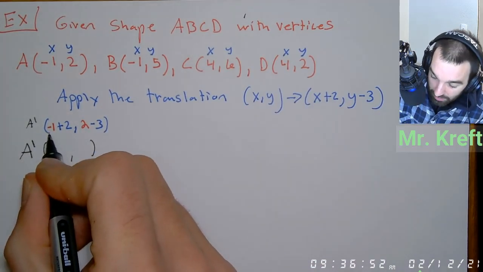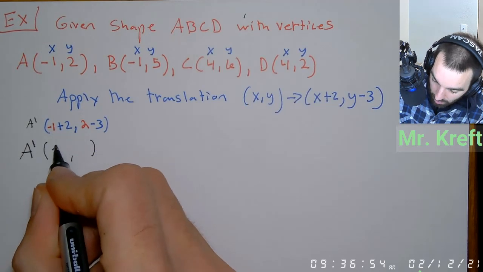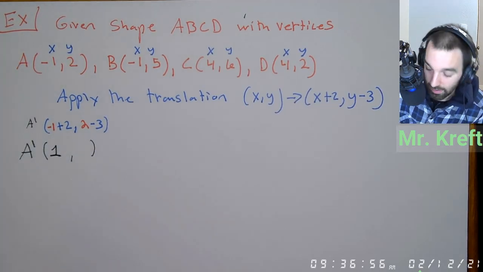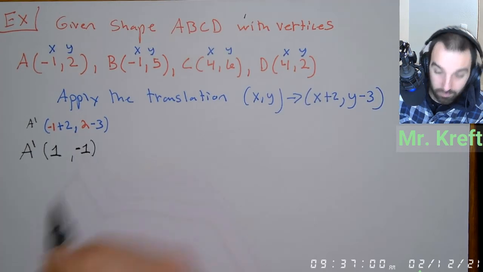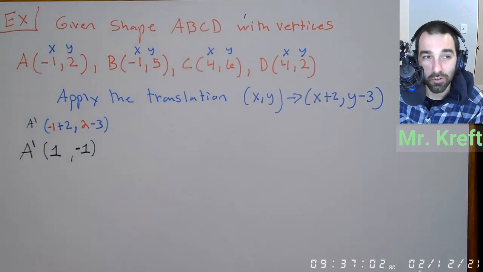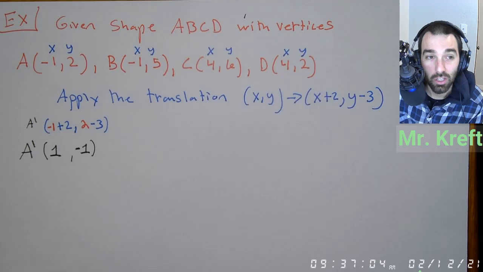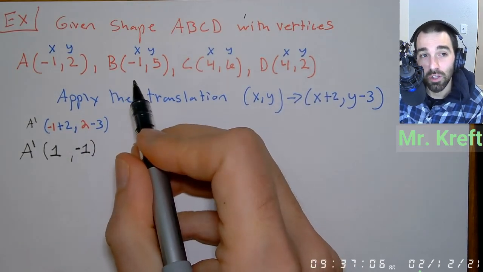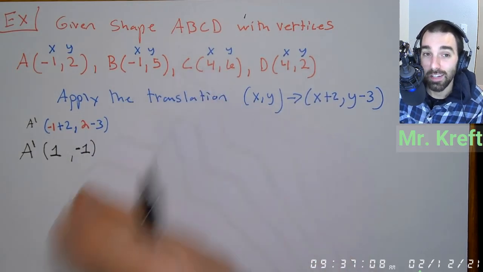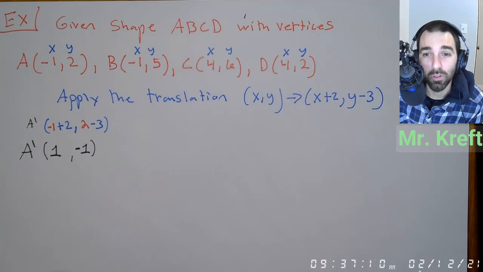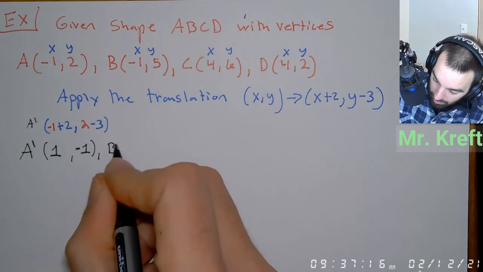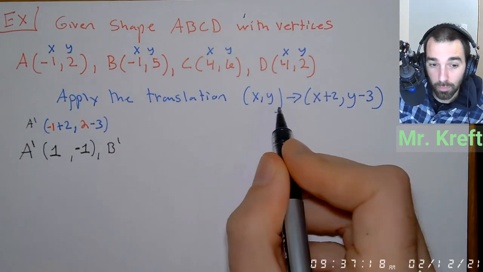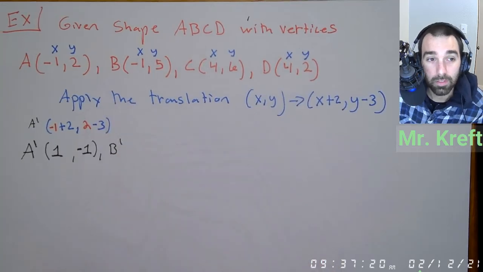So if I have -1 plus 2, that's 1. And if I have 2 minus 3, that's -1. And that's it. You got your first point. Okay? So we're going to repeat this process for B, C, and D. Now, if I've confused you or you're lost, make sure you ask a question now. Okay? So I'm going to get B prime, because remember, this stands for all points, right?